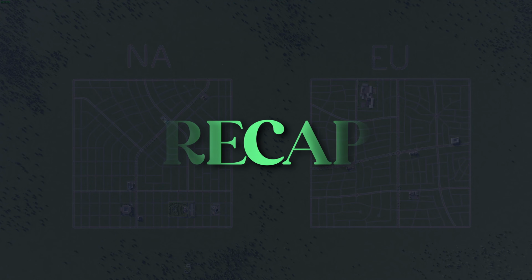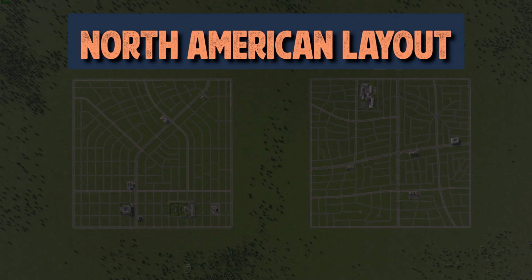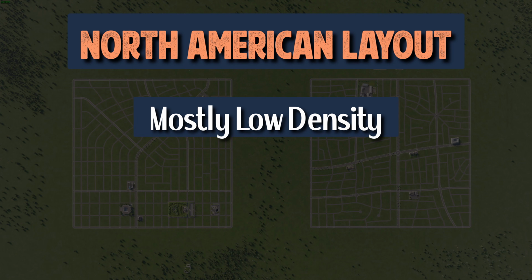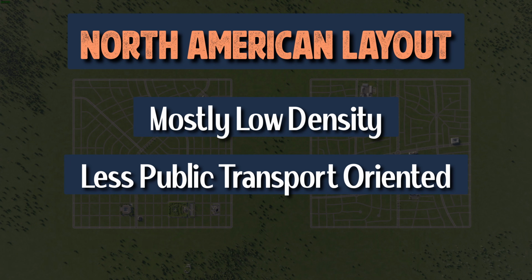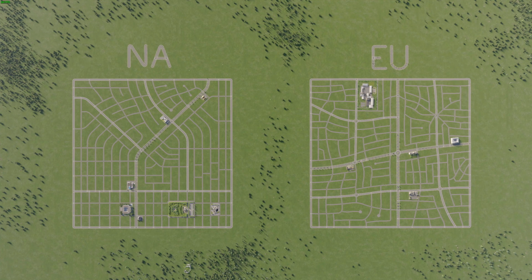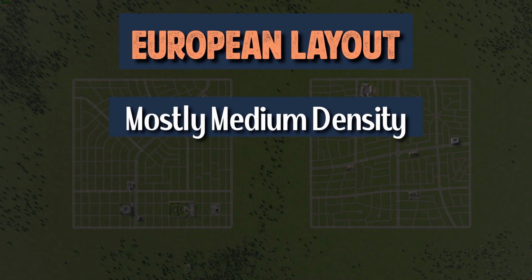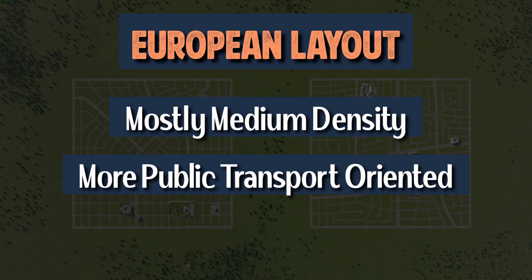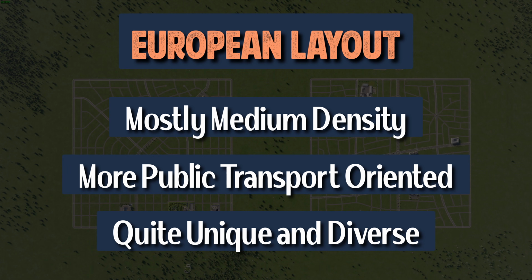Let's do a little recap of what we have learned. North American layouts are mostly low density, less public transport oriented, and very easy to expand and build. On the other hand, European layouts are mostly medium density with row homes, more public transport oriented, and they have lots of character despite the challenge of making it.